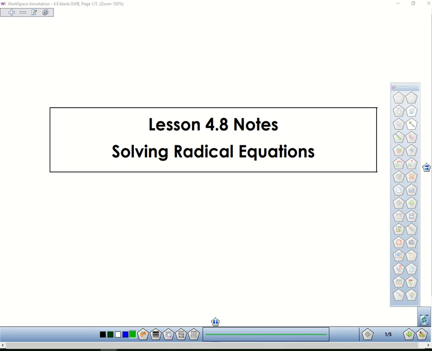Thank you. All right, so today we're going to be doing 4-8, which is solving radical equations. So radicals are roots: square roots, cube roots, fourth roots, all of that stuff. So that's what we're going to be solving today, equations involving them.